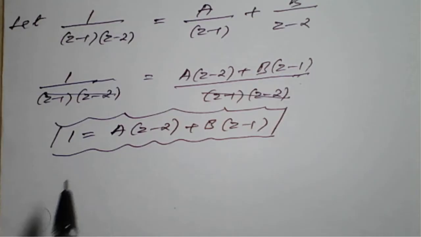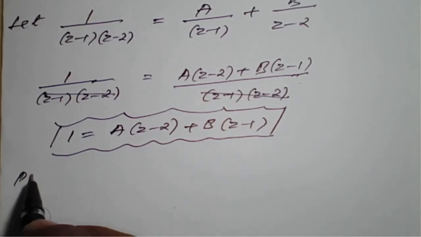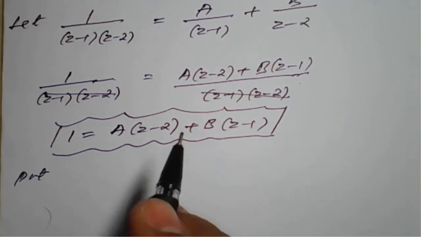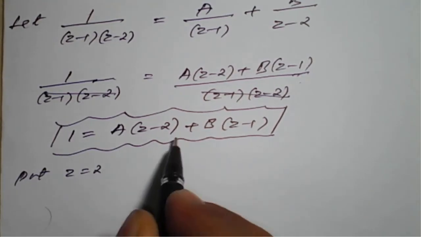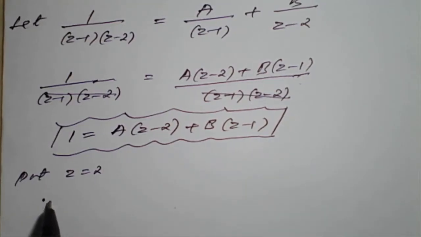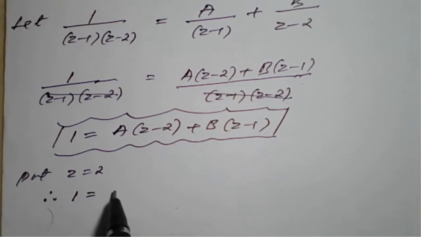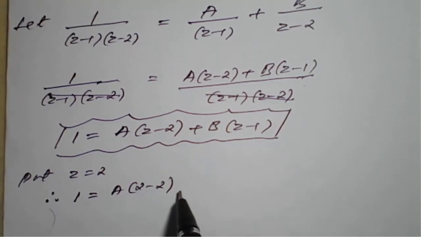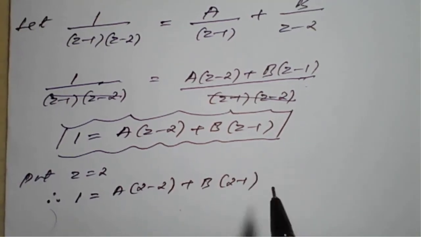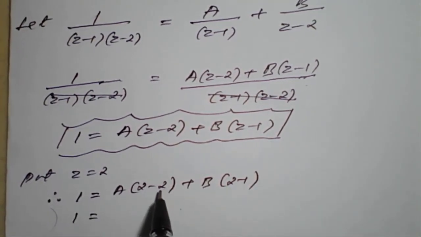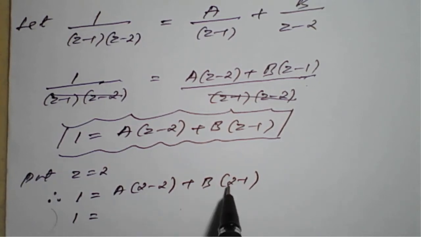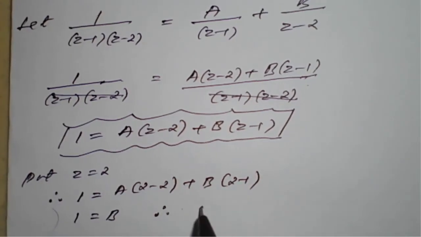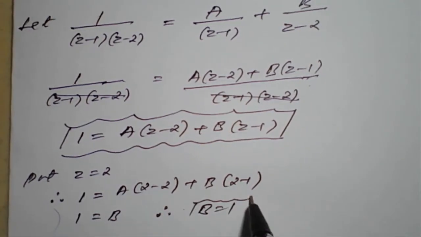Now we'll simplify. I want to make this term 0, so put z is equal to 2 in the above expression. Therefore 1 is equal to a into (2 minus 2) plus b into (2 minus 1). So 2 minus 2 is 0, 0 into a is 0, leave it, plus b into (2 minus 1), which is 1, and 1 into b is b. Therefore I can say that the value of b is 1.